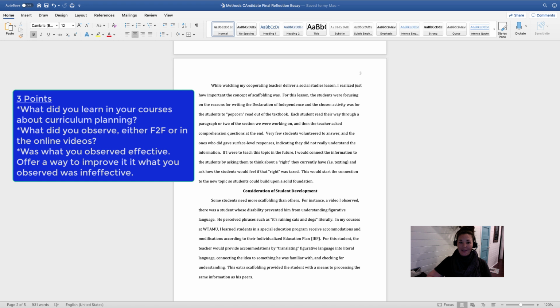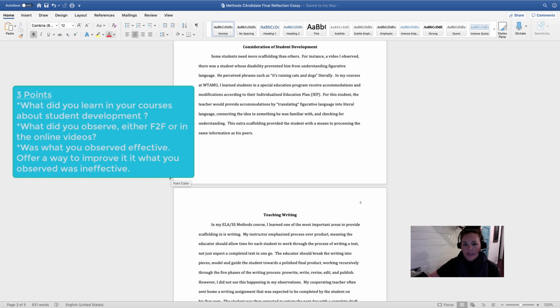If it was ineffective, you're going to offer a solution to change it. So three things for this section: what you learned at WT in one of your courses, either content or education; what you observed, something very, very specific in either the face-to-face observations or your video observations; and then evaluate the effectiveness of what you observed.